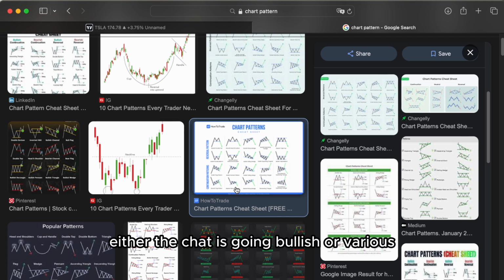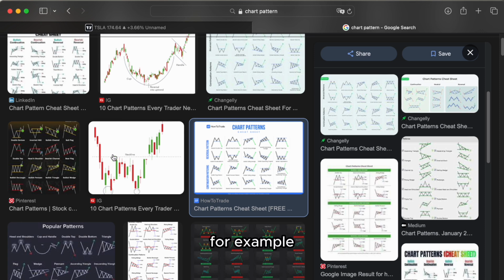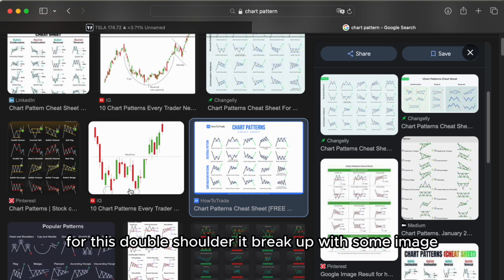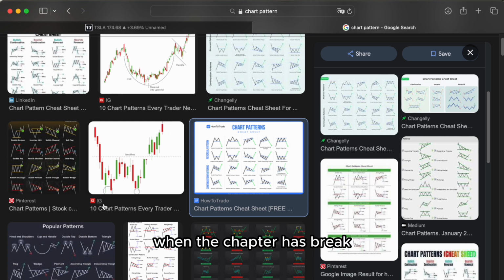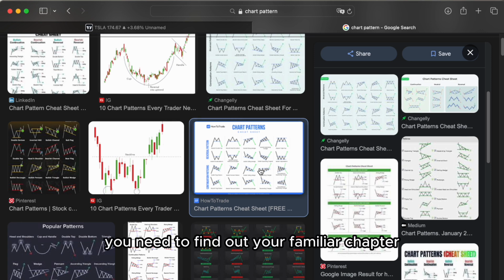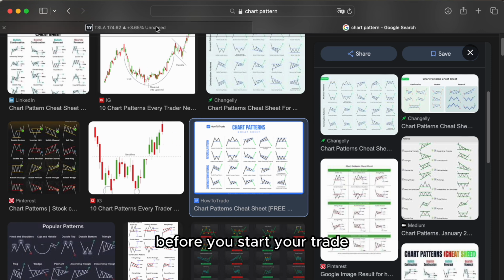You need to know whether the chart is going bullish or bearish after the chart pattern forms. For example, for this double shoulder, it breaks upwards, so it means it will show a bullish trend going upwards when the chart pattern has broken the support or even the resistance. You need to find out your familiar chart patterns before you start your trade.